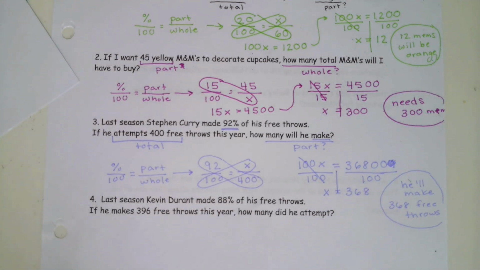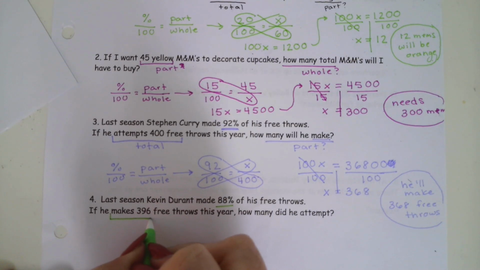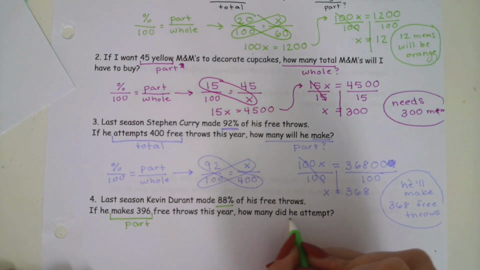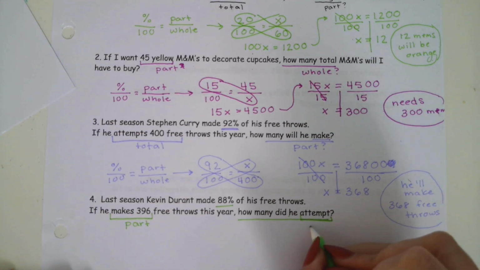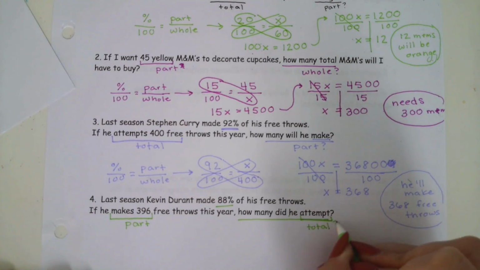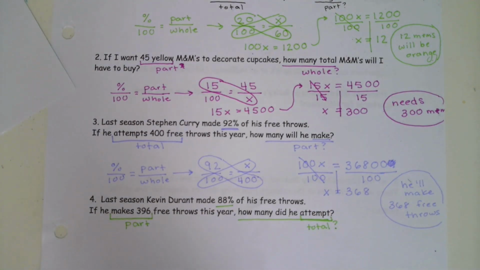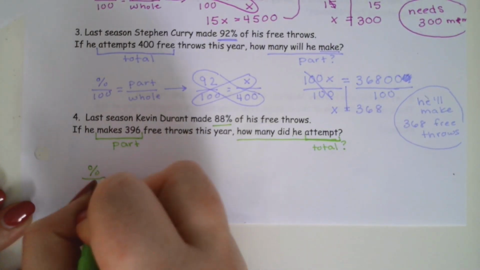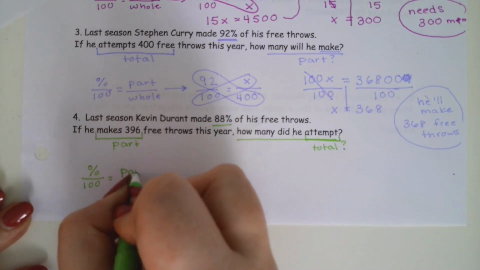Alright, so for this one, Kevin, oh, my students corrected me so hard because I said it wrong. I think it's Durant. I think. Made 88% of his free throws, so that's important. We need that percentage. If he makes, so making them is a specific kind, so that's part of it. How many did he attempt? So the attempts are everything. So that's the total. And that's what they're asking us about. That's what we don't know. So we're going to have to find that. So again, we're starting with setting up our proportion where it's going to be percent over 100 equals the part over a whole amount.